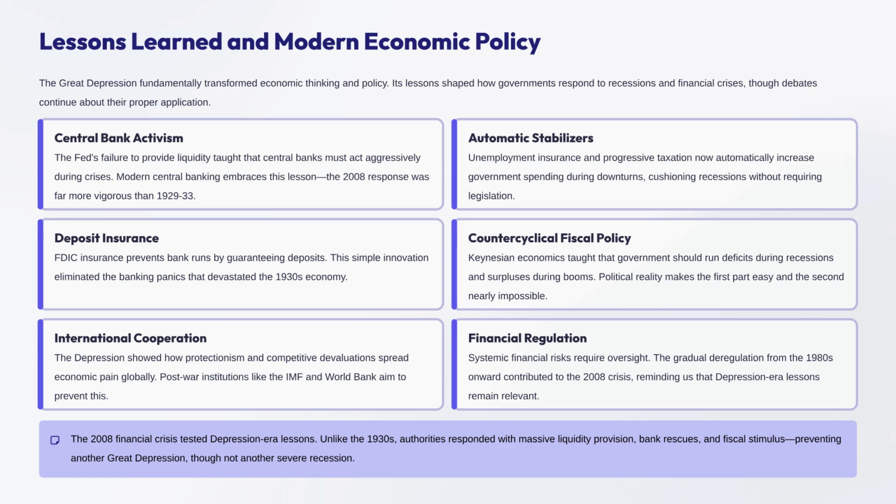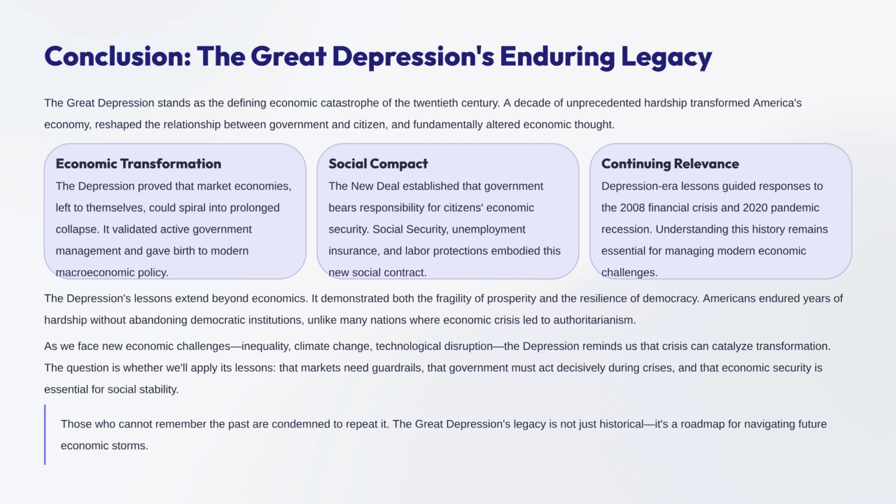Modern economic policy adopted crucial lessons. Central banks must be activists during crises, deposit insurance prevents bank runs, and automatic stabilizers help cushion recessions. Though debates continue, the Depression fundamentally changed how governments approach economic stability. The Great Depression stands as the defining catastrophe of the 20th century. It proved that markets need guardrails, validated active government management, and established a new social compact for economic security. Understanding this history is essential for navigating future economic storms.